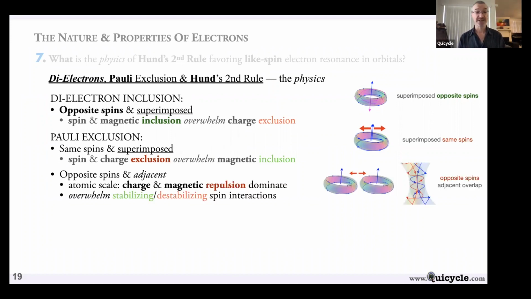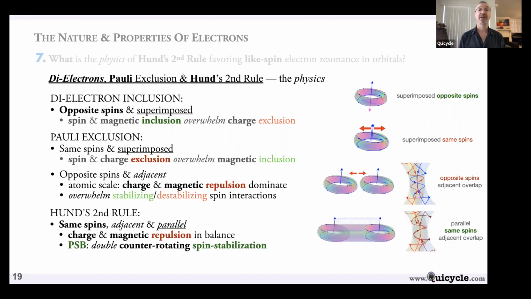Once the electrons are adjacent to each other and charge assumes primacy over magnetic interaction, so at atomic scales, we're going to have charge and magnetic field repulsion, which will dominate, and therefore it'll overwhelm any slight stabilization from one of the two spin interactions. But then in the Hund's second rule case, when they're adjacent and parallel with the same spin, we have charge and magnetic repulsion in balance with the atomic geometry, which allows parallel spin bonding of these double counter-rotating spin interactions to come into play and create an energy favorable state.